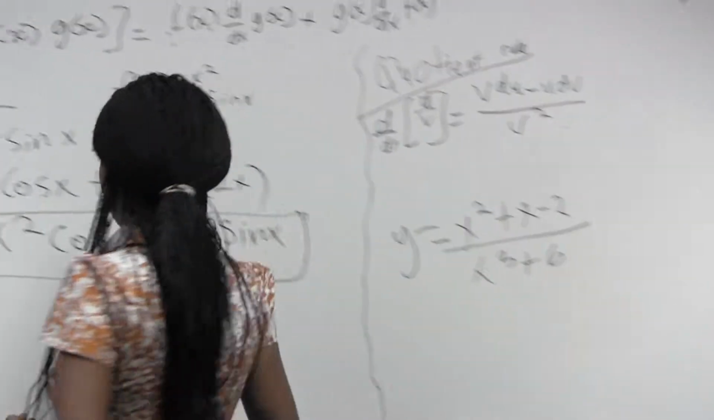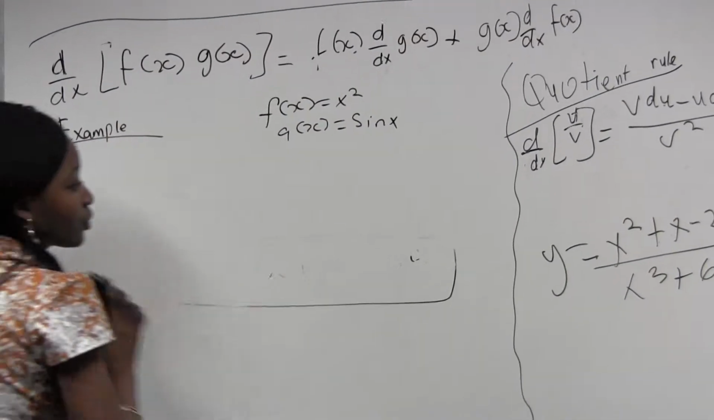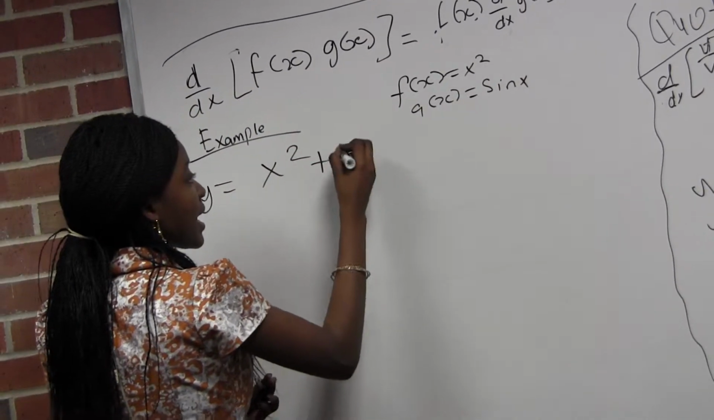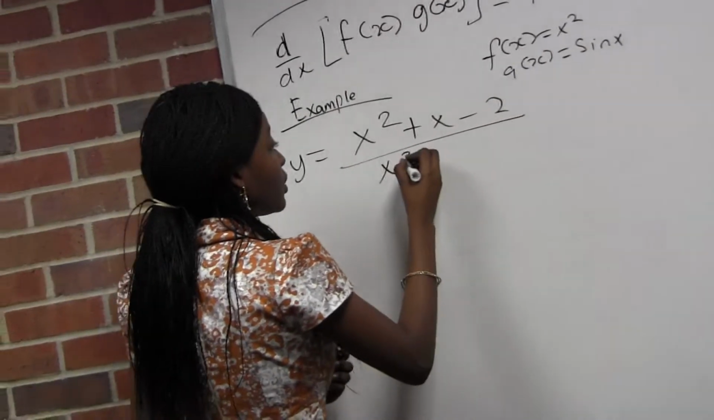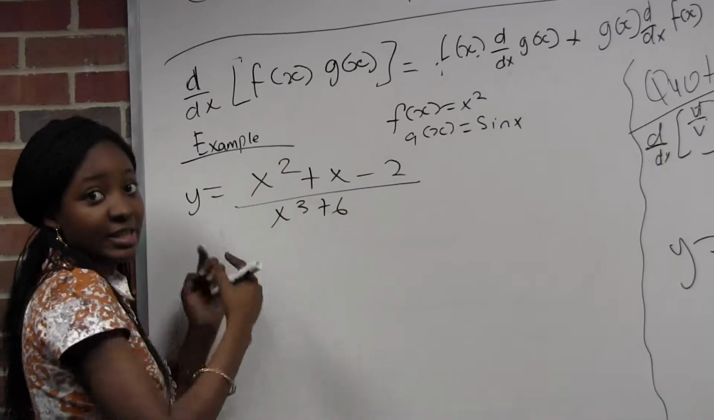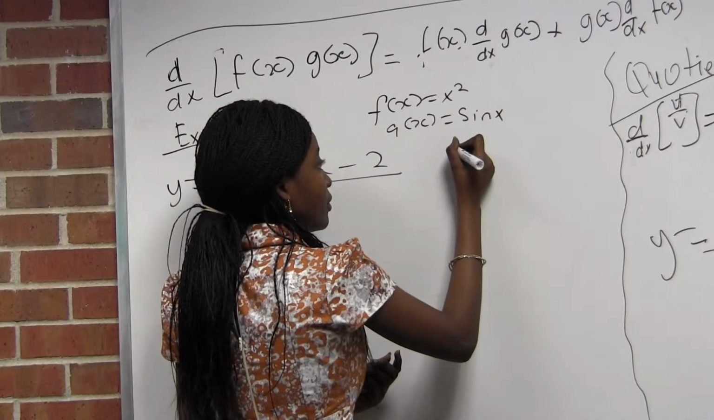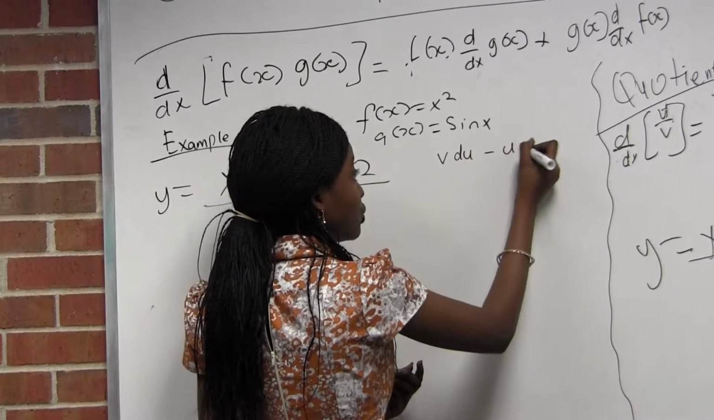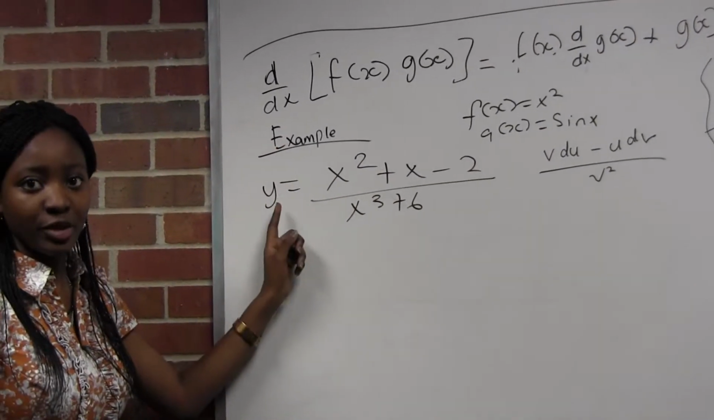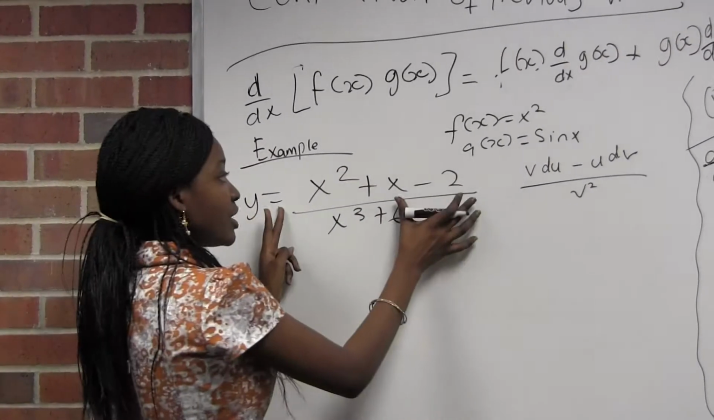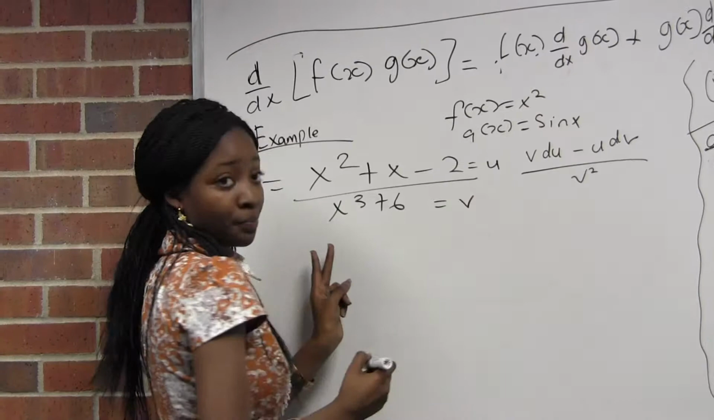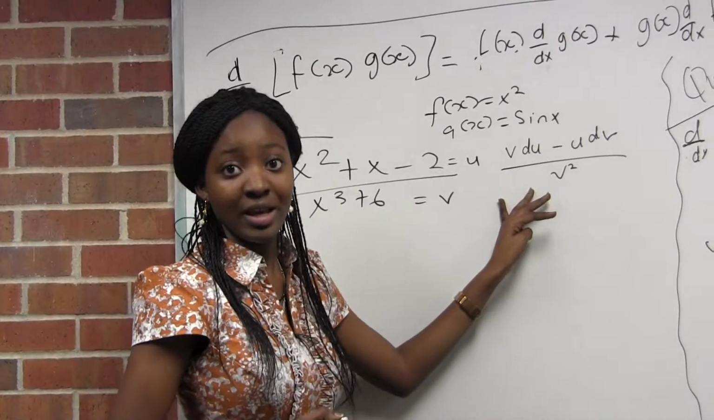So I have an example over here, which is y is equal to x squared plus x minus 2 over x cubed plus 6. Let's remember that the derivative of this, since it's a division, is going to be v du minus u dv over v squared, right? Now, what is my u? What is my v? I'm going to have to identify that. My numerator here is my what? Is my u, right? And my denominator here is my v. So I'm going to apply this knowledge to the formula here, right?